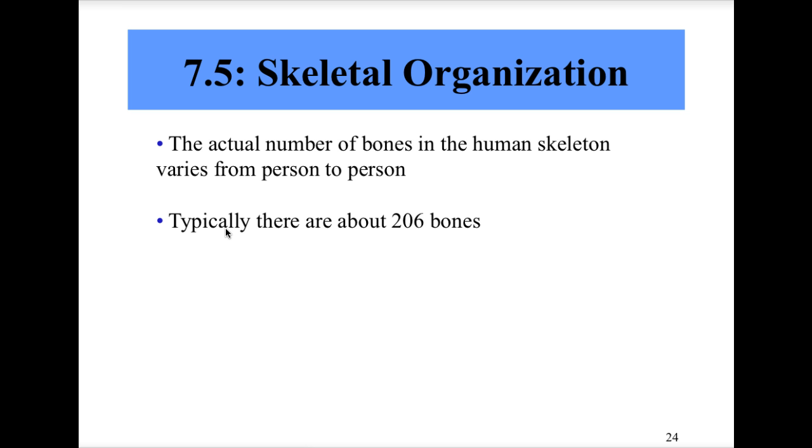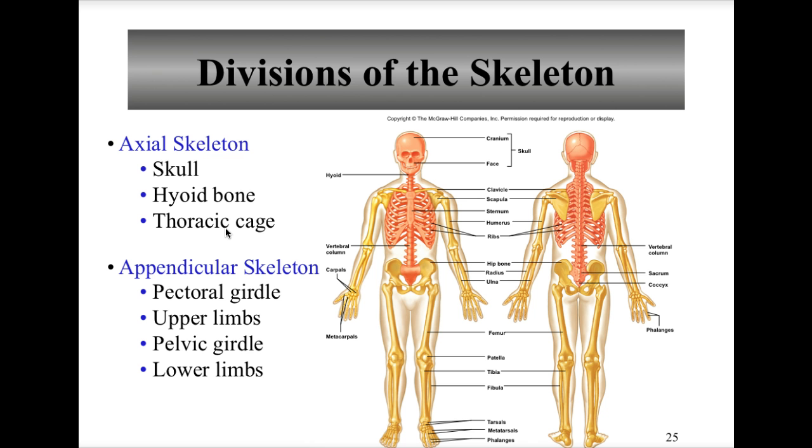These bones and their features you'll learn about as we break down the skeleton, and we've already started to do that. The skeleton is divided into two major regions, the axial skeleton and the appendicular skeleton. The axial skeleton includes the bones of the skull, the hyoid bone, the vertebral column, and the thoracic cage. The appendicular skeleton includes the limbs of the upper and lower extremities and the bones that attach those limbs to the trunk, which are the pectoral and the pelvic girdle.